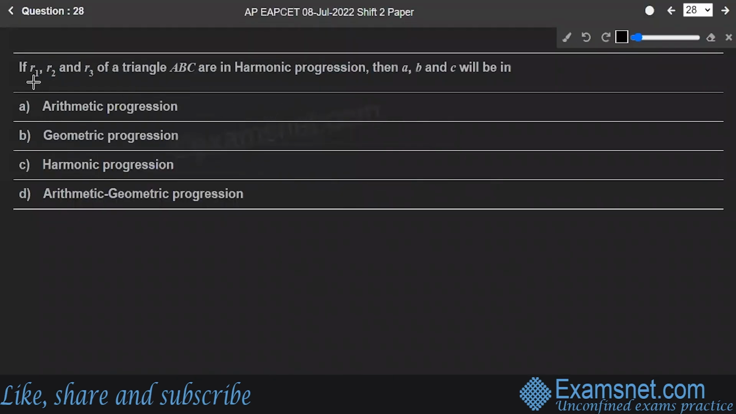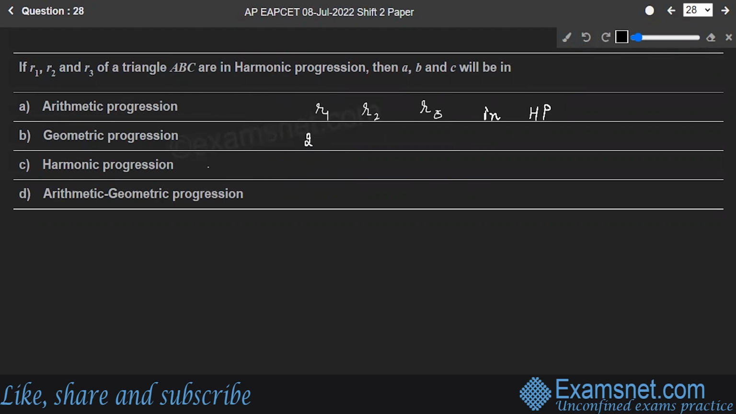Question number 28. If R1, R2, and R3 of a triangle ABC are in harmonic progression, then A, B, C will be in what? Arithmetic, geometric, harmonic, or arithmetic geometric progression. But you are given that R1, R2, and R3 are in... Wait, there is some problem. My pen is lagging. So they are in harmonic progression.